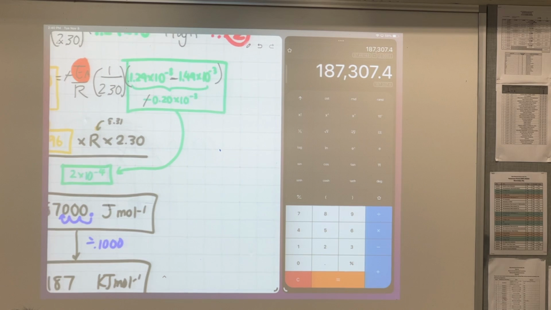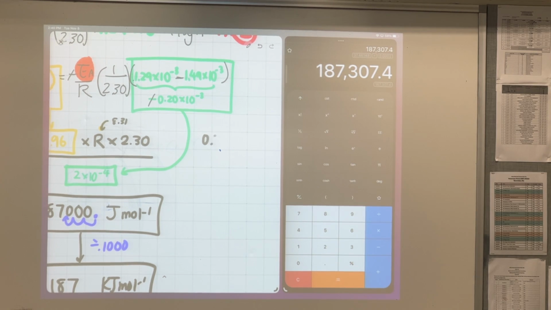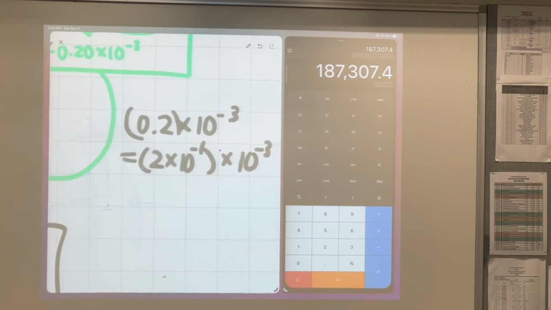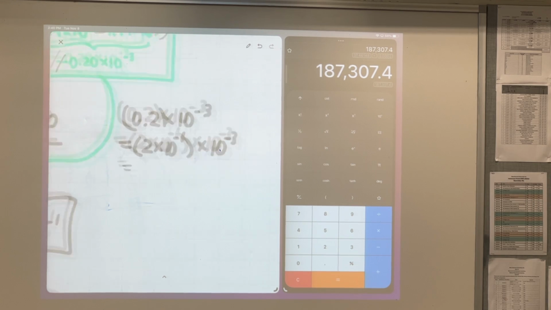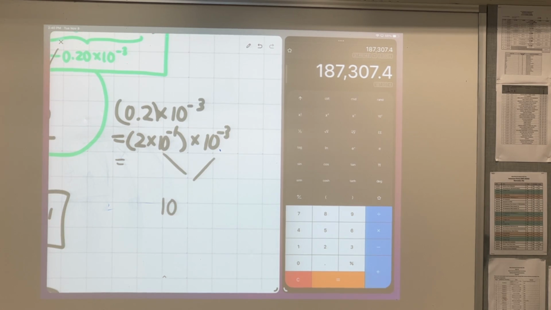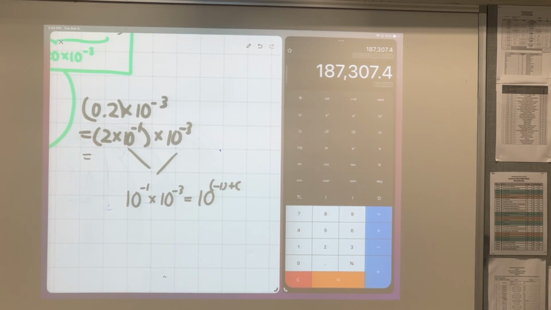Let me show you. 0.2 times 10 to the power negative 3 means 2 times 10 to the power negative 1 times 10 to the power negative 3, right? And now we are using the index law. 10 to the power of negative 1 times 10 to the power negative 3 means 10 to the power of negative 1 plus negative 3.